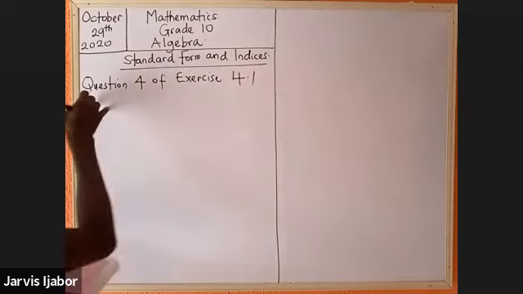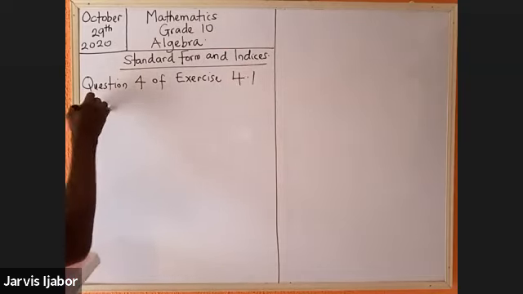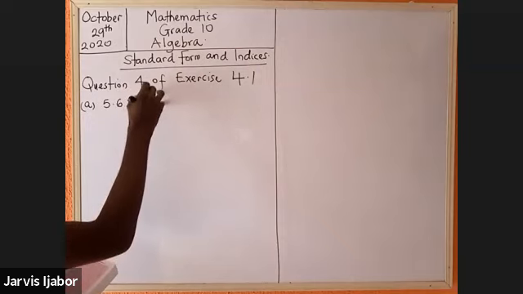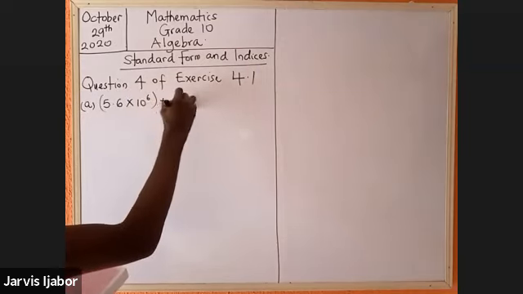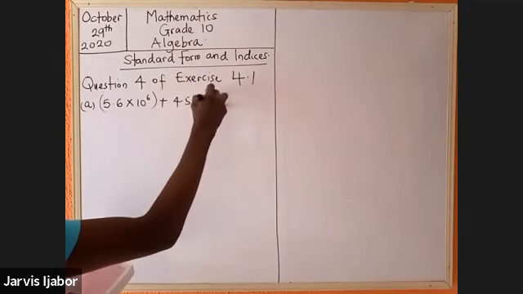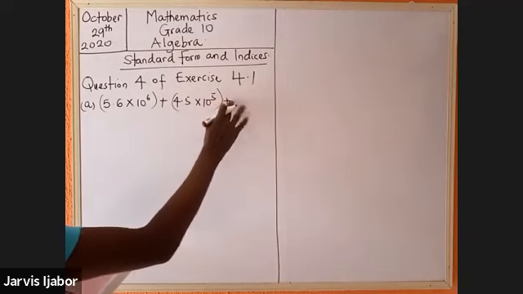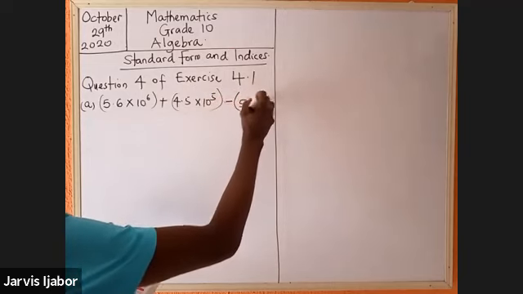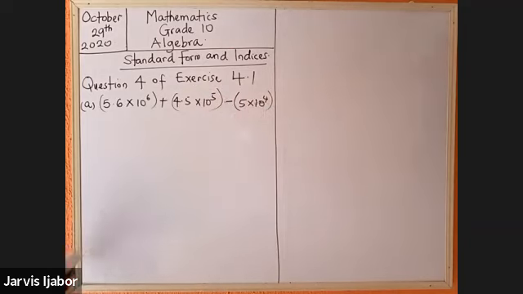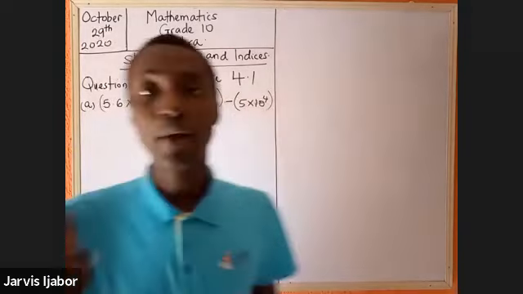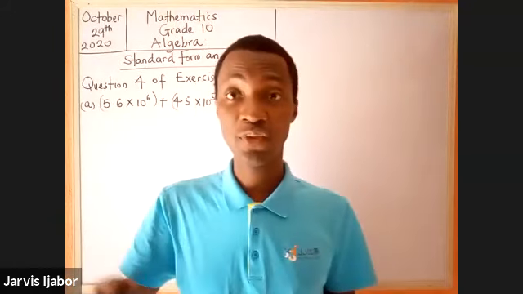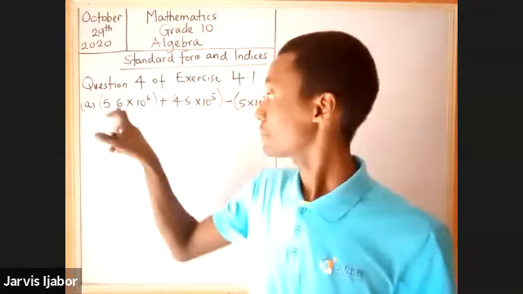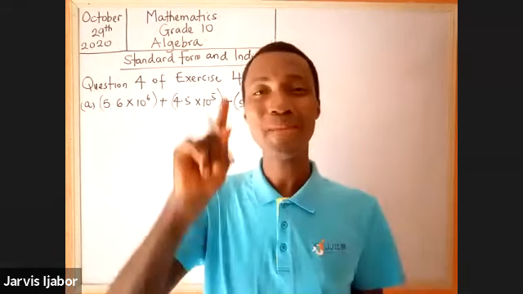4.1. The first question there says we should solve and express in standard form 5.6 times 10 raised to the power of 6 plus 4.5 times 10 raised to the power of 5 minus 5 times 10 raised to the power of 4. So how do you go about this? We are going to bend the rule a little on what we know standard form to be. But get this, in solving this, your first objective is to try to get all the numbers to a particular power.